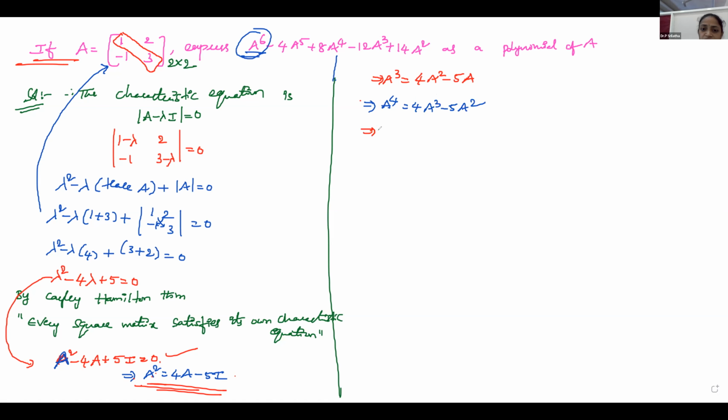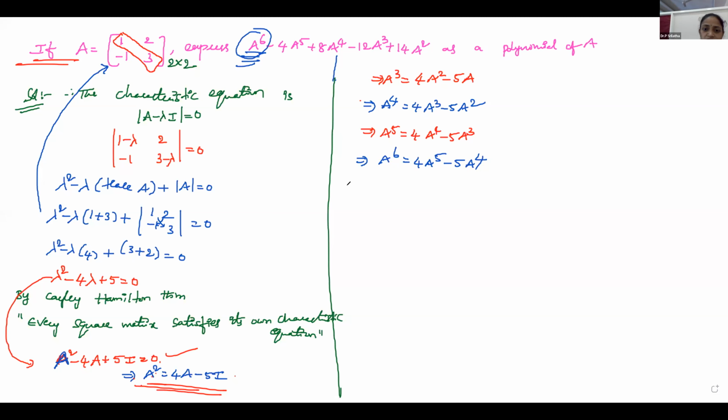Next one, a power 5 equal to, again multiply with a on both sides, so this will be 4a power 4 minus 5a cube. Next one, and the last term is a power 6. So a power 6 equal to 4a power 5 minus 5a power 4. Okay, so now we have to substitute all these values here, but here I am using one technique.